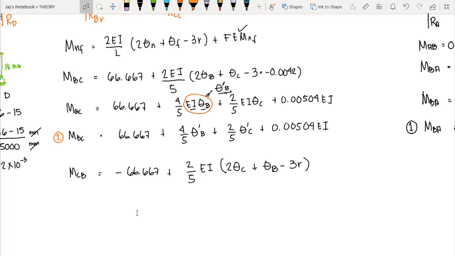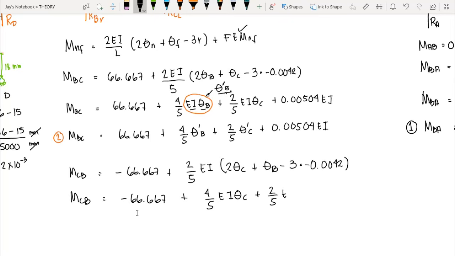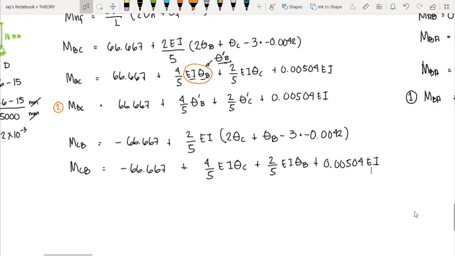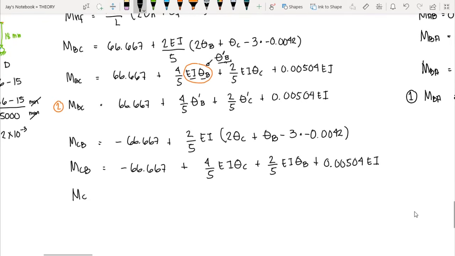So our R here is the same. Our R is negative 0.0042 because that is the rotation of member CB. So we have MCB is equal to negative 66.667 plus 4 over 5 EI theta C plus 2 over 5 EI theta B, then plus 0.00504 EI. So we have the final equation for member end moments of MCB.